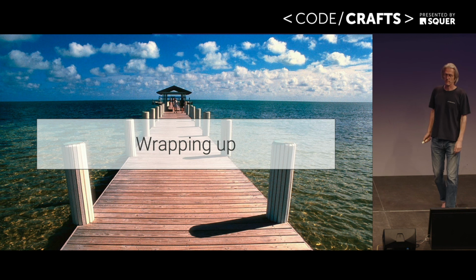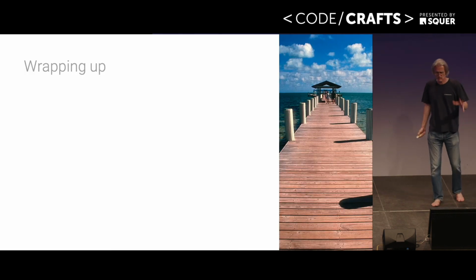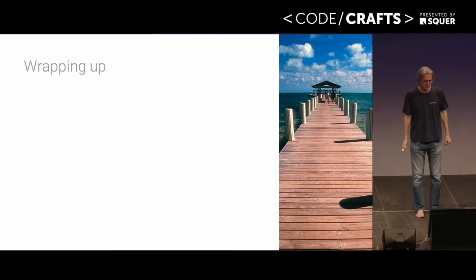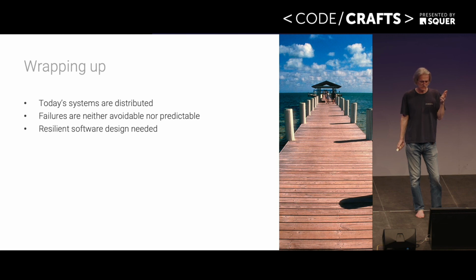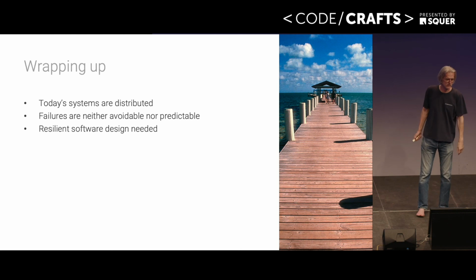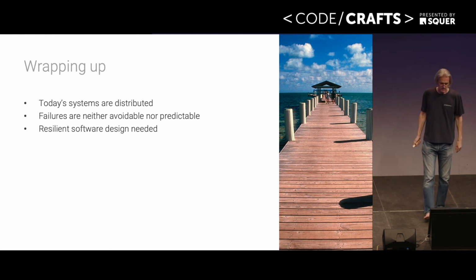Okay. Hey, we're already at the end. Cool. Wrapping up. One of the messages I tried to give you in this talk was that systems are distributed, failures will happen, they're neither avoidable nor predictable, and so you better embrace your failures and go for resilient software design, trying to identify them and fix or mitigate them.